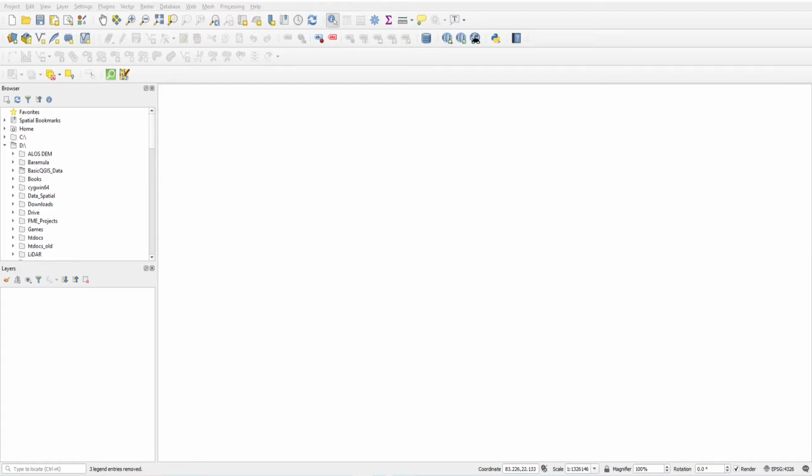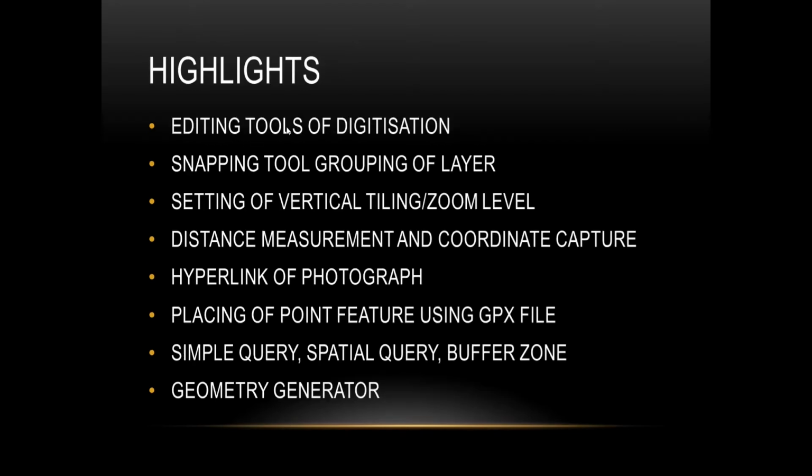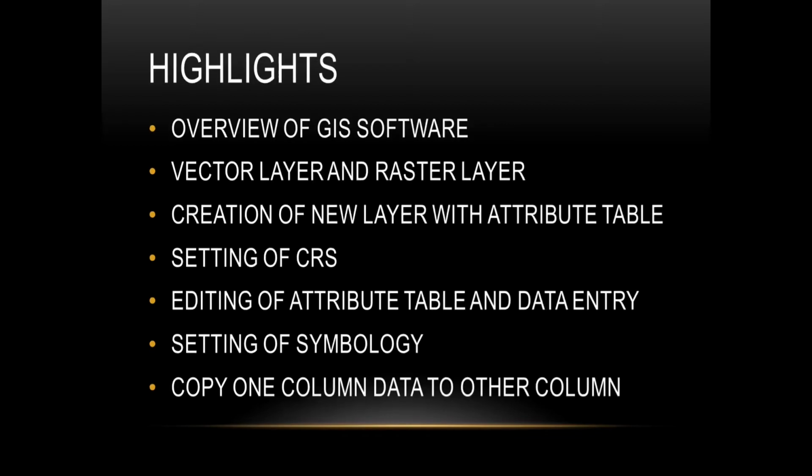Today we will learn editing of attribute table and data entry, copy one column data to another column, editing tool of digitization, snapping tool and grouping of layers. You may be thinking I skipped setting of symbology. I will make a separate video for this because this is a broad chapter, so we will discuss it in later videos.